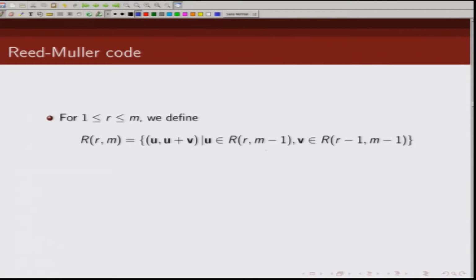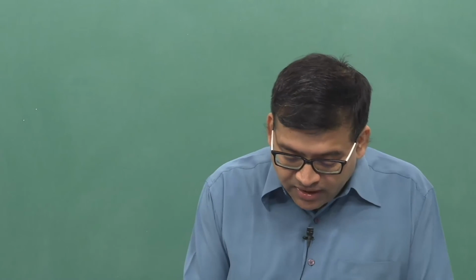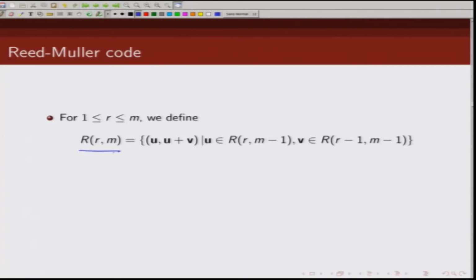So, if you are given a Reed-Muller code of length 2 raised to power m minus 1, then you can use two of them to construct a Reed-Muller code of length 2 raised to power m. So, how do you do that? So, this is done in this particular fashion. If you have one Reed-Muller code of order r and length 2 raised to power m minus 1, and you have another Reed-Muller code of order r minus 1 and length 2 raised to power m minus 1, then these two can be used to construct a Reed-Muller code of order r and length 2 raised to power m, in this particular way.